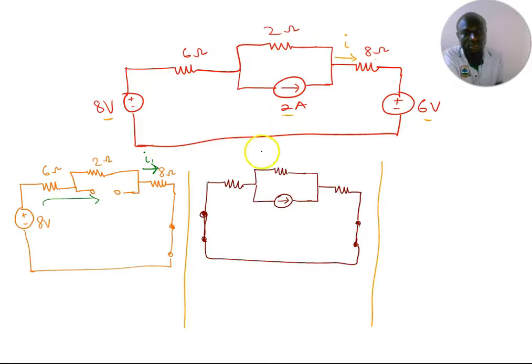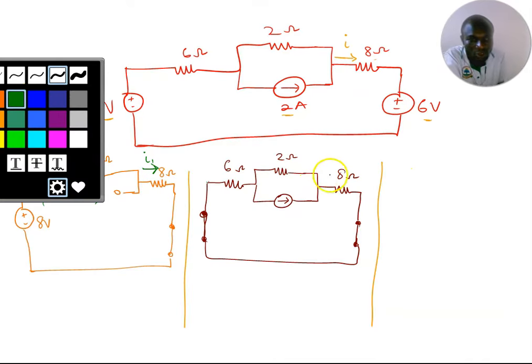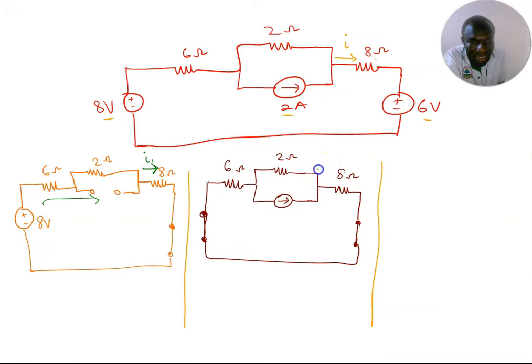Do you get it? So here we have the 6 ohms, we have the 2 ohms, and we have the 8 ohm. Do you get it? Then the next element, so this one, where is the current moving? The current is also moving in the same direction. If it's moving in the same direction, it's always positive. And if it's moving in the opposite direction, it's negative. So this one, you are going to get a positive current. Do you get it? You are going to also get a positive current.